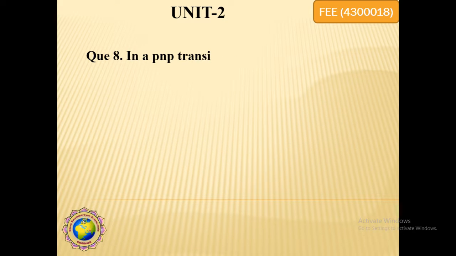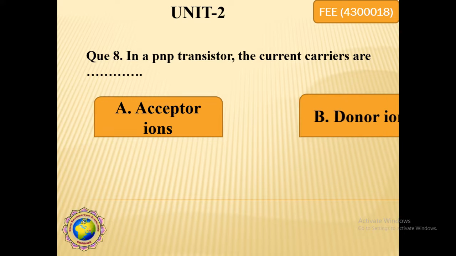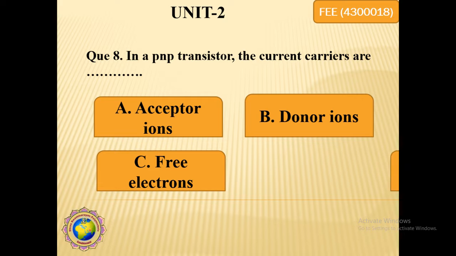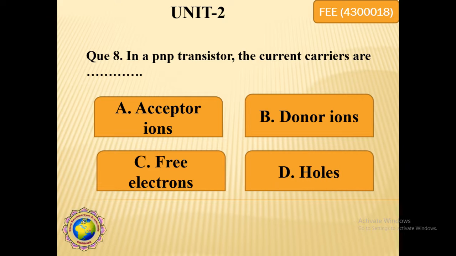Question number 8. In a PNP transistor the current carriers are dash dash dash. A, acceptor ions; B, donor ions; C, free electrons; and D, holes.